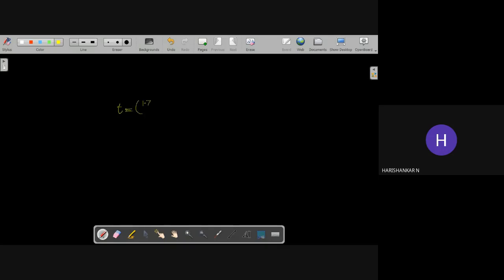1.75 capital P divided by CBR in percentage, minus capital P divided by small p into pi. Okay, this is the equation. You have to find the square root.